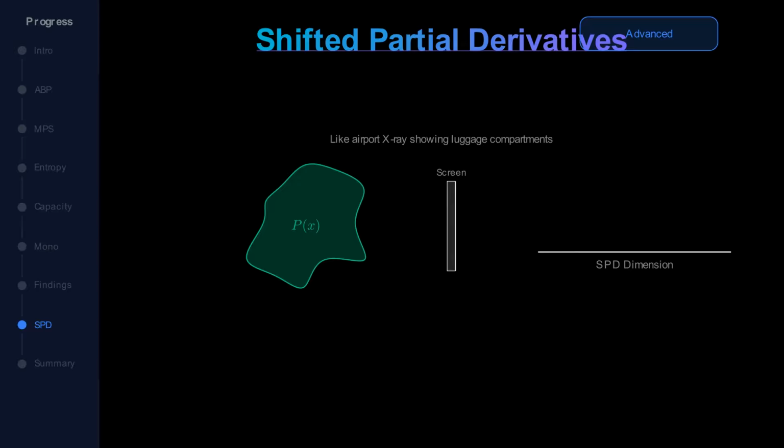Each derivative shines a different light on your polynomial, like an airport X-ray showing different cross-sections of your luggage. Watch as each probe creates a unique shadow pattern. On this shelf, each block is one independent shadow pattern. More blocks means higher SPD dimension and a more internally complex polynomial, like luggage with more hidden compartments.